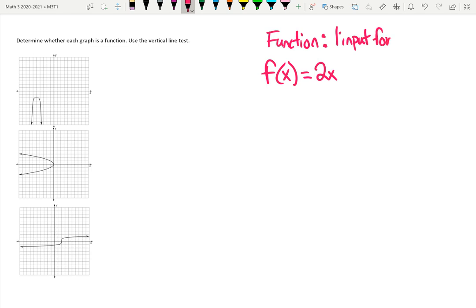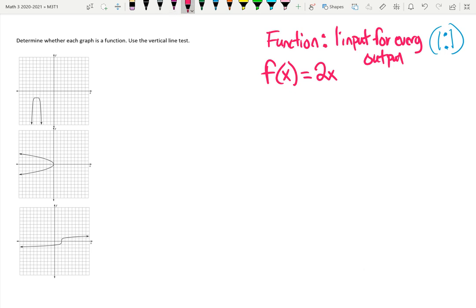for every output. Some people call it 1 to 1. I'm going to make that a little bolder. 1 to 1. Now, why is it considered 1 to 1?